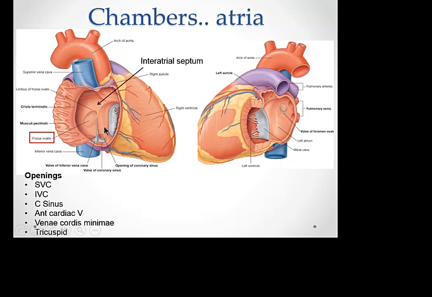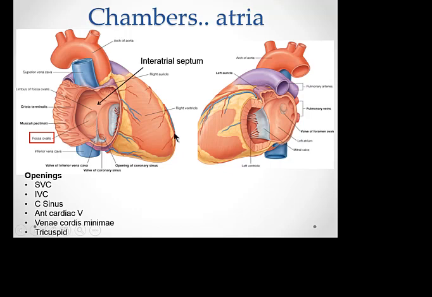The openings that we see in this right atrium: blood from the upper body being brought by the superior vena cava, so the superior vena caval opening; blood from the lower part of the body being brought by the inferior vena cava, so the inferior vena caval opening; then blood from the heart itself, the myocardium of the heart, which brings blood to it by means of something known as the coronary sinus. So this is the opening of that coronary sinus.